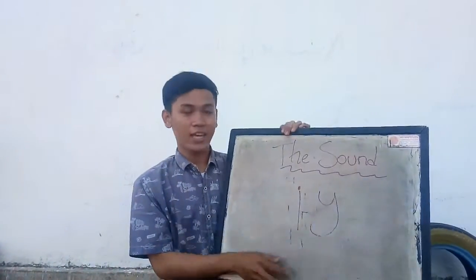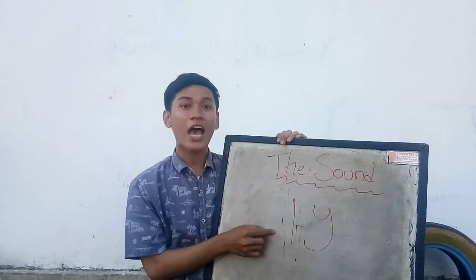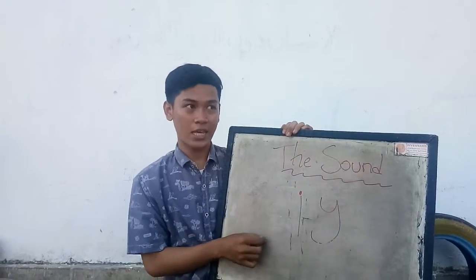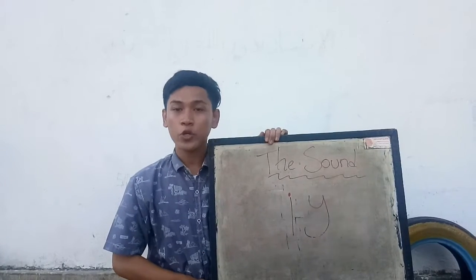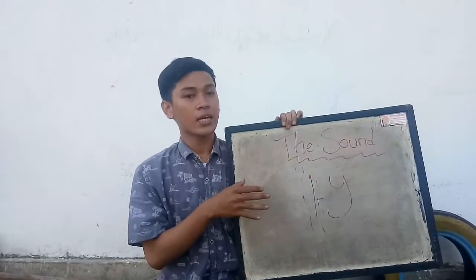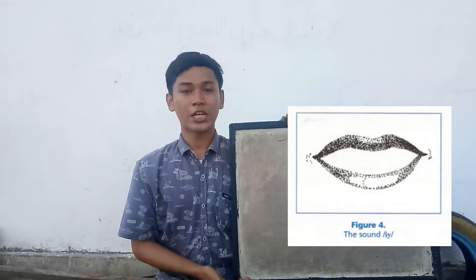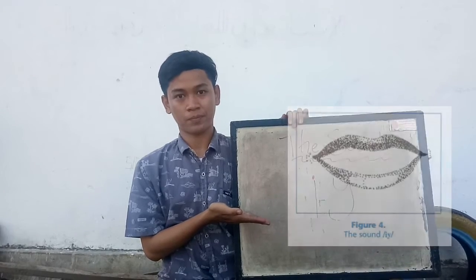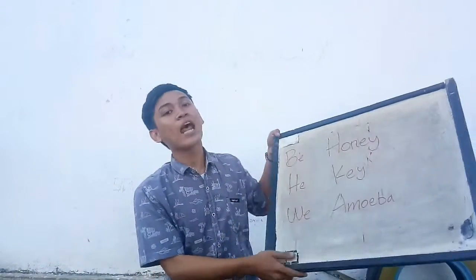Next, we move to the fifth sound. The fifth sound is the sound E. To produce the sound E, you may make your lips like the picture beside me. After you know how to make your lips to produce the sound E, let's move to the examples.